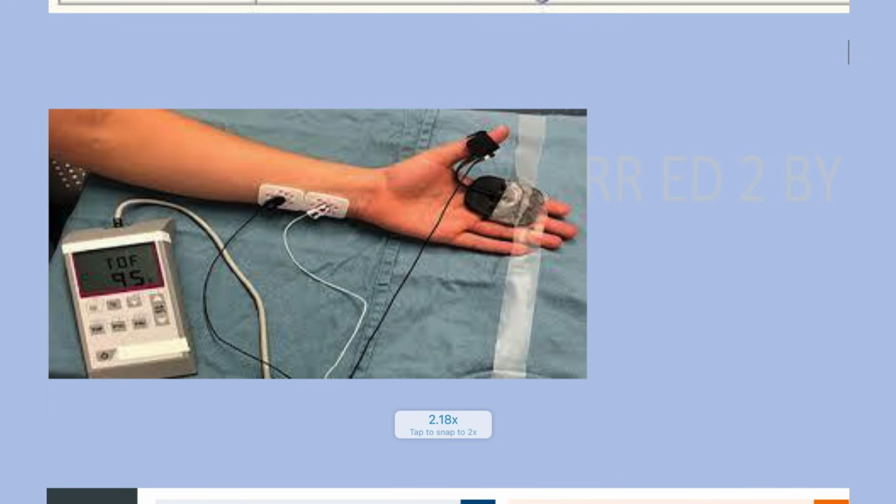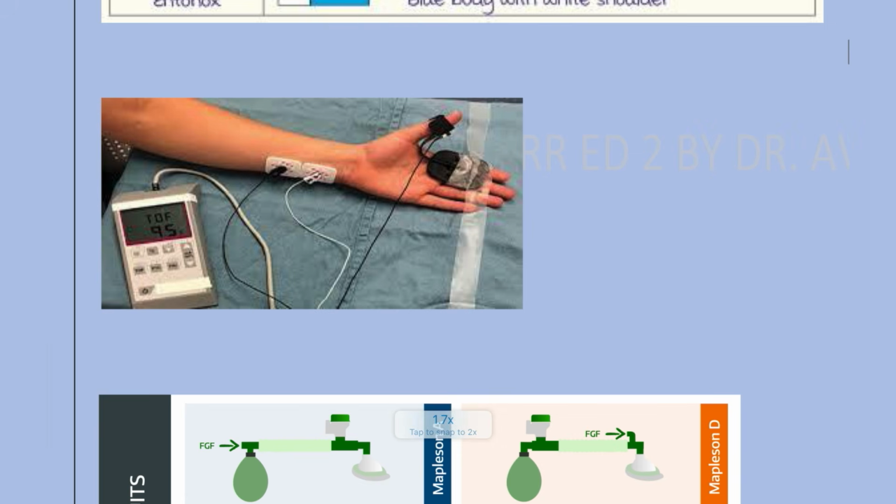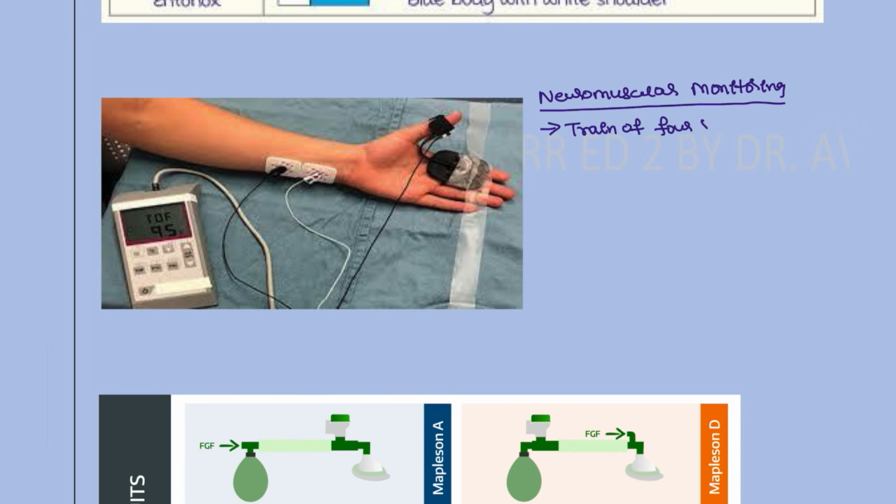Next, coming to neuromuscular monitoring. An image based question on this is asked in the examination. Why are we actually looking for neuromuscular monitoring? It helps us to know how much muscle relaxation or muscle contraction is taking place during the anesthesia. So this will check the train of 4 stimulation of the muscles, the relaxation.